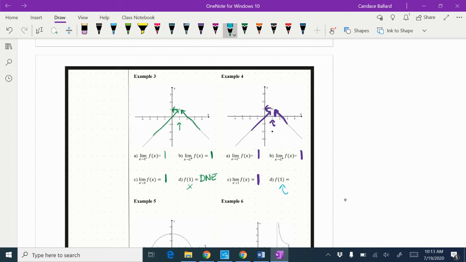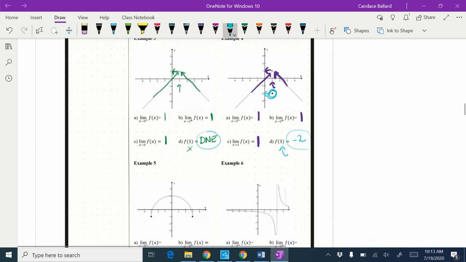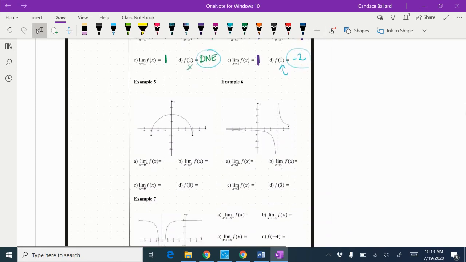So I'm looking for my x at 1. I'm looking for any kind of solid dot or solid curve. And it looks like there's a dot right there, which is at the y value of negative 2. So you see, examples 3 and 4 were actually identical problems, except one had the solid dot and one did not. So it can be very slight differences in problems. All right, let's keep going here.